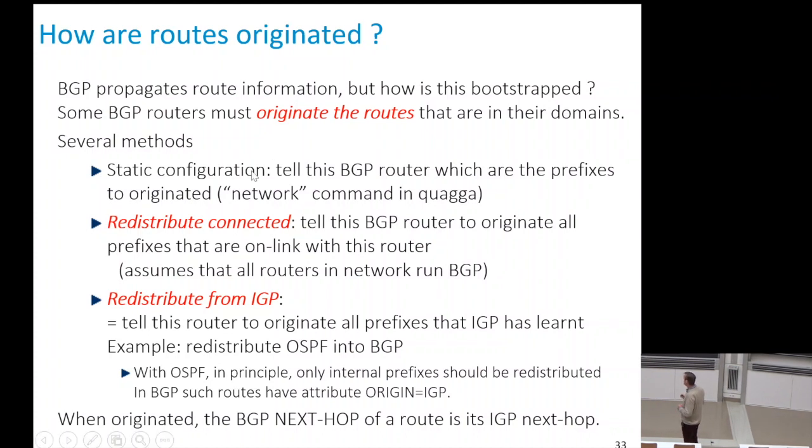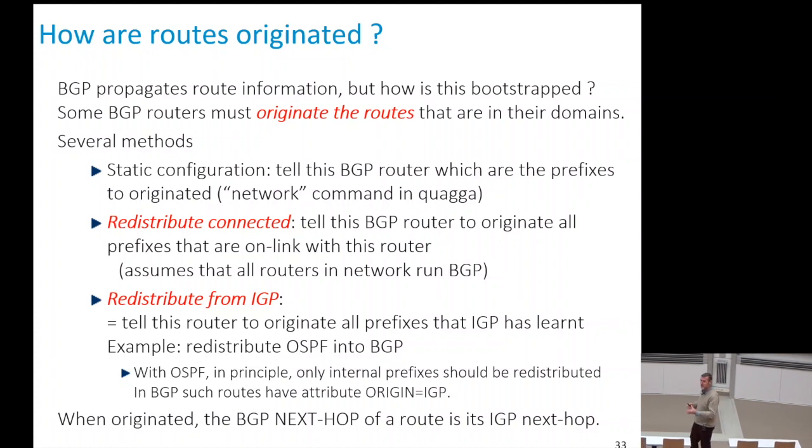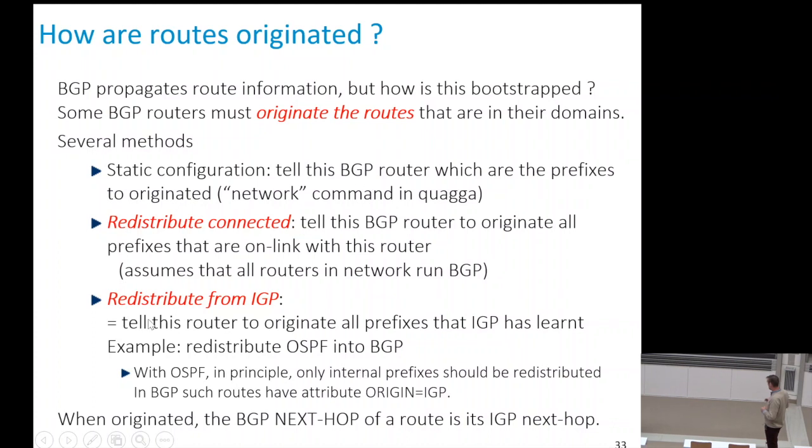You can also do something called redistribute connected. That means you can automate this process by saying every router puts into BGP all the prefixes that it is connected to. That's sometimes done. Of course, this works only if all routers run BGP, because otherwise you might have network prefixes attached to a router that will not be made available. But the classical method, the more sophisticated and more useful one, is called redistribution.